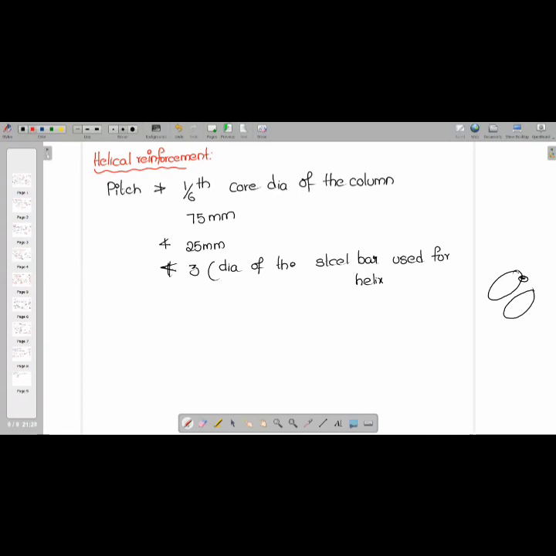And what is the minimum cover, students? What is the minimum cover for column? Anyone? The minimum cover for column is 40 mm, and it might be increased due to the adverse conditions.